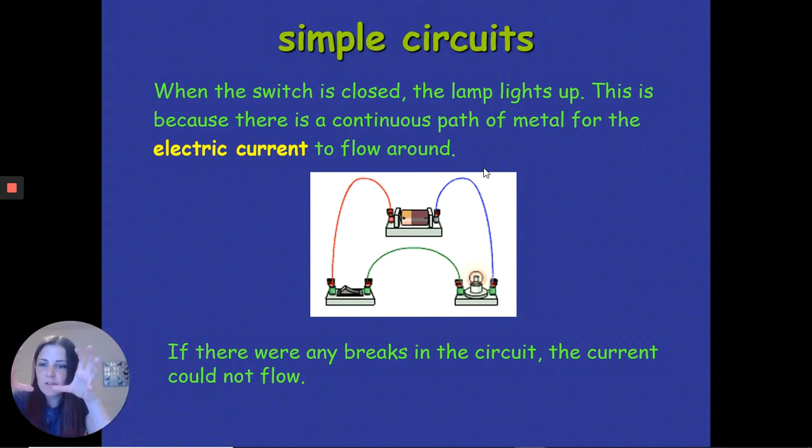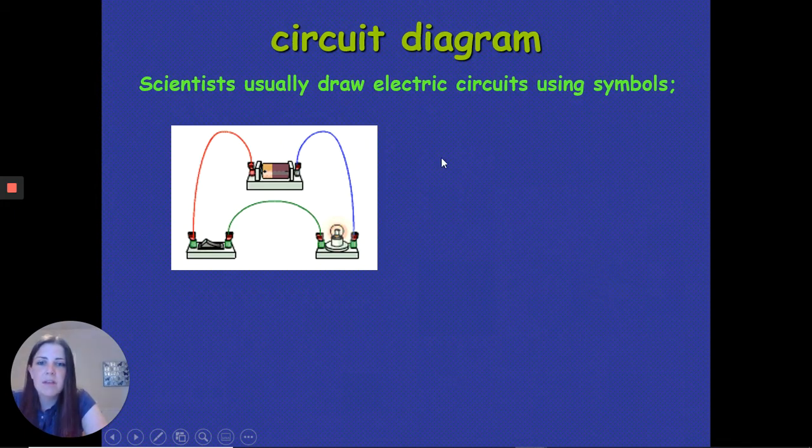So if no electrons are able to flow, then there's going to be no current at any point anywhere in the circuit. If the switch is open and there's that gap, that is called an open circuit and there's no current at all. If the switch is closed, then we will have a current able to flow.